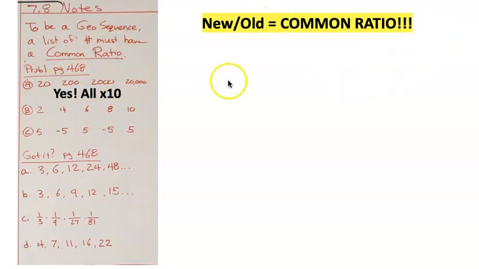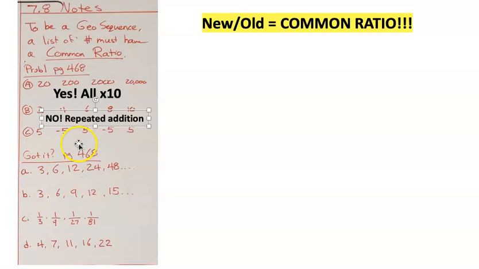Again, how do you find the common ratio? If it's not obvious, you take a new value divided by an old value. So if you take 200 divided by 20, you'd get 10. You get the idea. Okay. 2, 4, 6, 8, 10. No, you are not a geometric sequence because you are just repetitive addition.